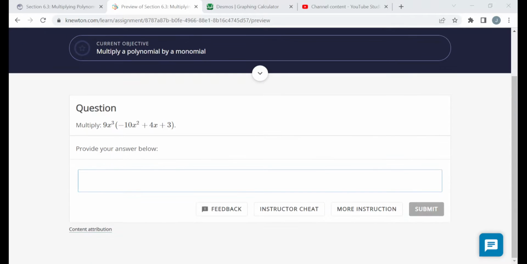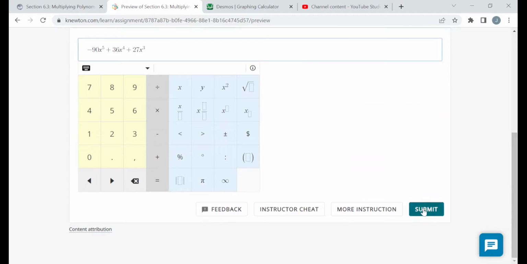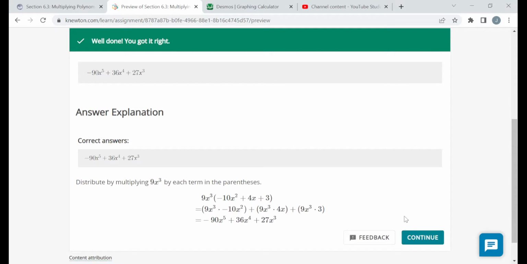And that's what I'll type here. So negative 90, sorry, I dropped something. Negative 90x to the fifth plus 36x to the fourth plus 27x to the third, and that should be good. Great. Alright, next.